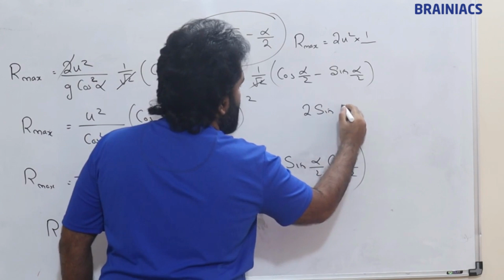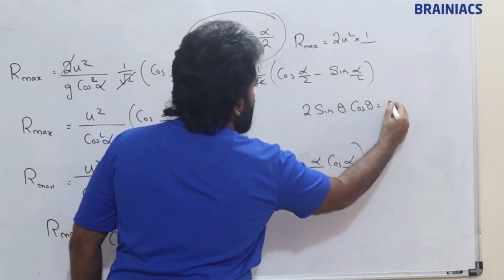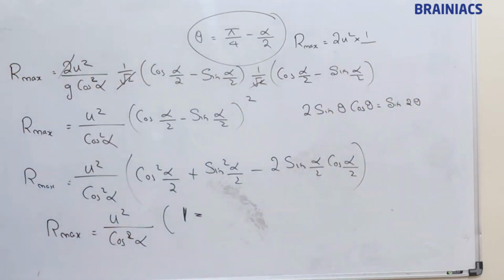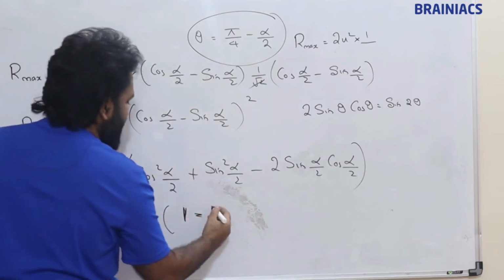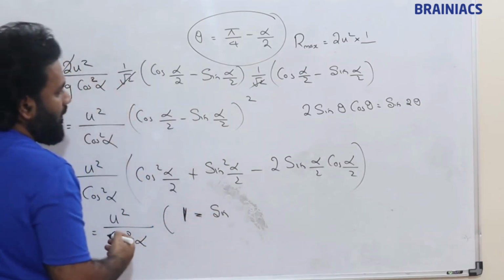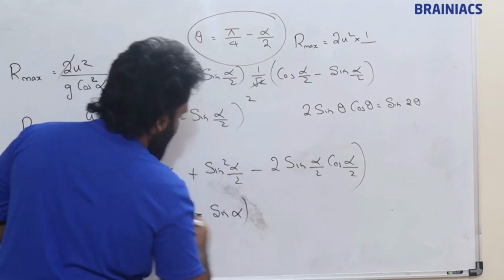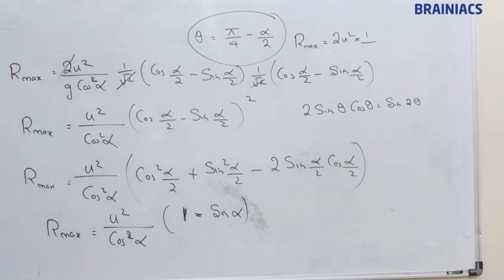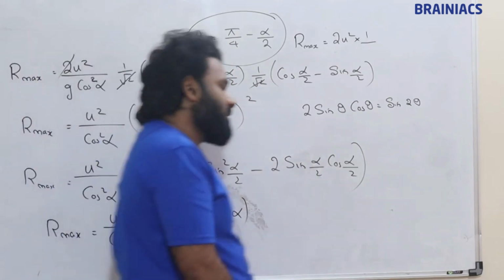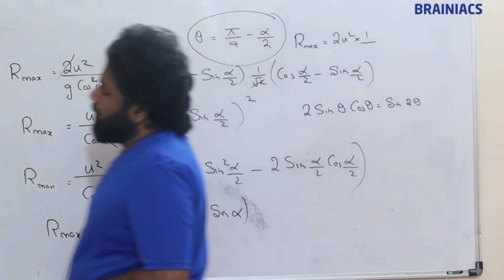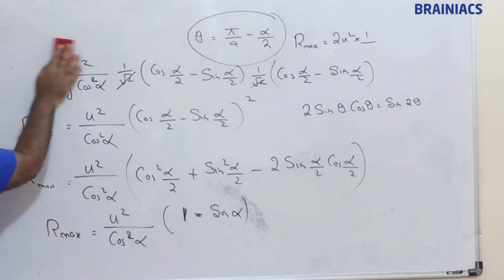So R max is equal to u square by cos square alpha into 1 minus, and 2 sin theta cos theta is nothing but sin 2 theta. So I could write this as sin 2 theta, and here this will become 1 minus sin alpha. So what about cos square alpha? Shall I erase this? Please note this down. Okay, I am erasing this.